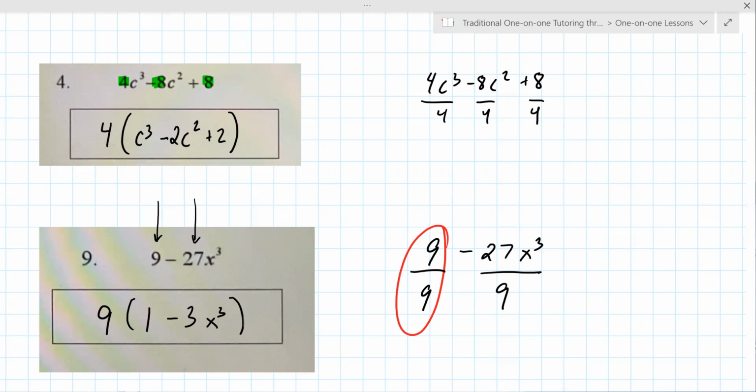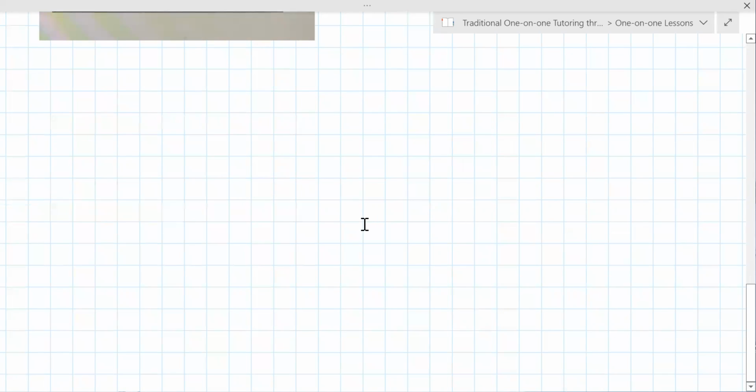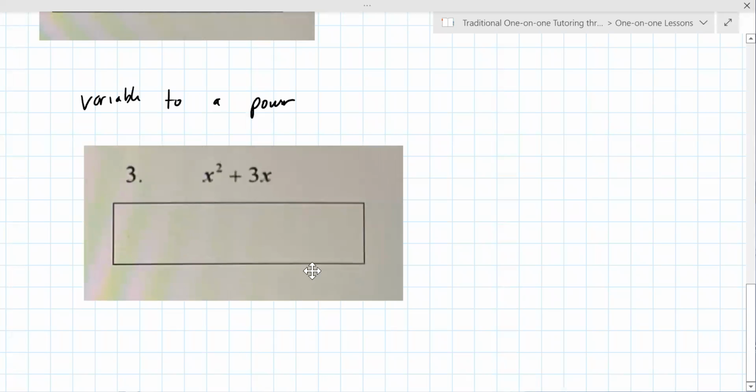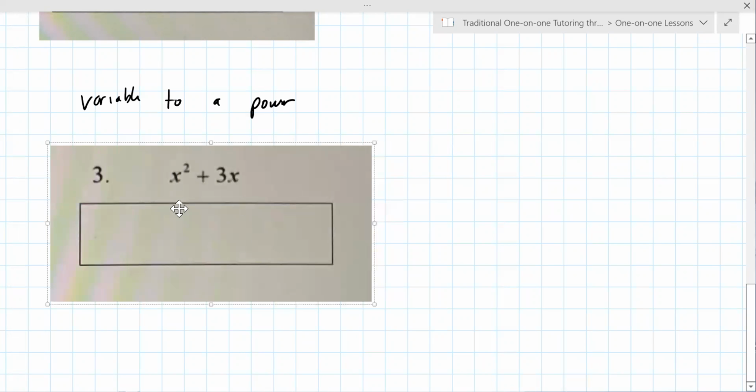Okay, we're gonna go back to number 3. We will do number 2, but we're gonna go back to number 3. Now the problems that we're gonna look at are gonna be variable to a power. It's kind of that second type of GCF. When you look at this, you should notice that there's an x squared and an x to the power of 1. And you look for the lowest power, or the lowest exponent.